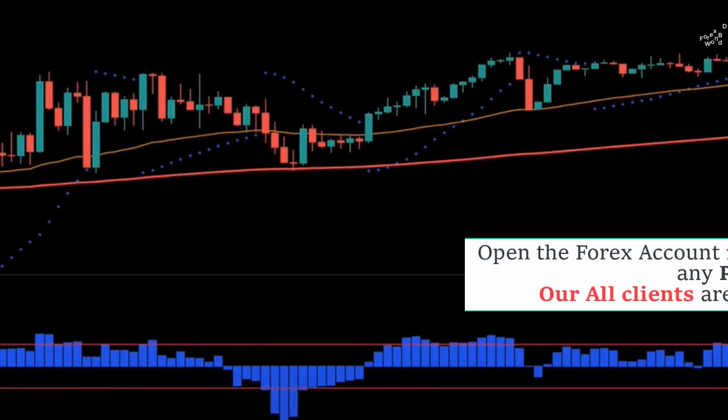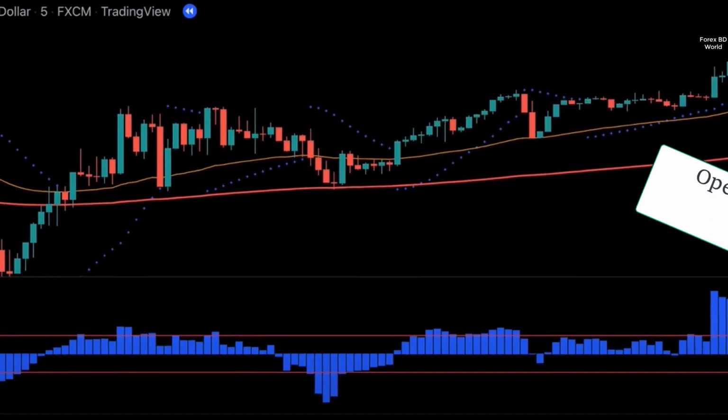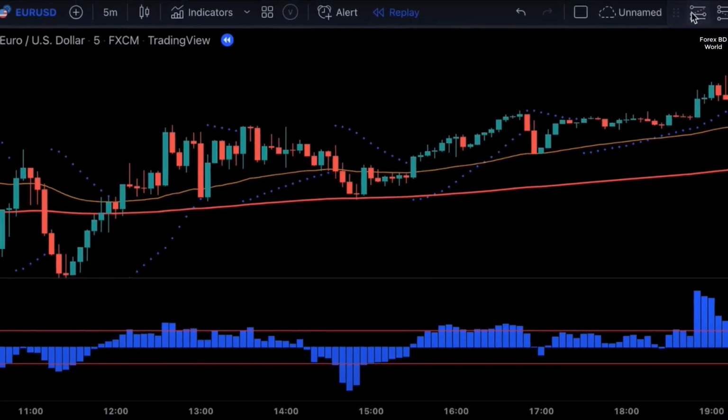Now let's see how to do the analysis. We have set up 3 indicators for analysis. Hope you understand how to set them up. You take the help of any one indicator for analysis. You can take the help of moving average first. We will discuss buy trades first.